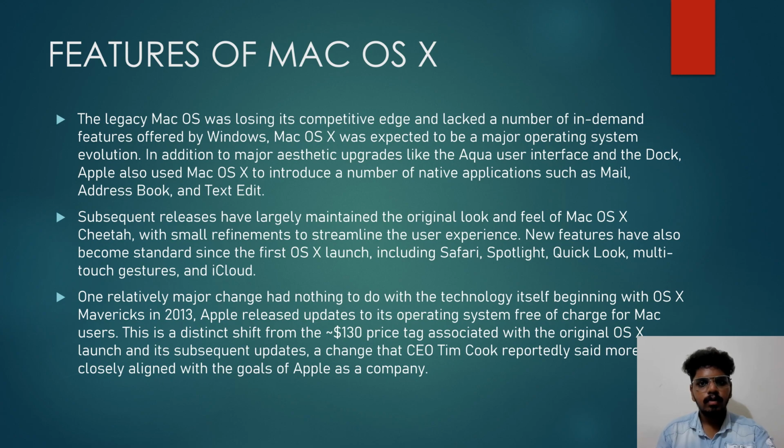Features of Mac OS X. The legacy Mac OS was losing its competitive edge and lacked a number of in-demand features offered by Windows. Mac OS X was expected to be a major operating system evolution. In addition to major aesthetic upgrades like the Aqua user interface and the Dock, Apple also used Mac OS X to introduce a number of native applications such as Mail, Address Book, and TextEdit.